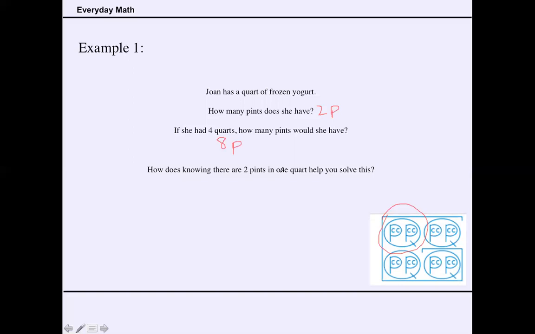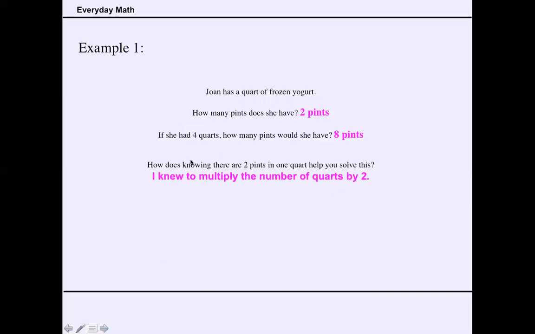How does knowing there are 2 pints in 1 quart help you solve this? So we can either look at our diagram to figure this out, or if we know that there are 2 pints in every quart, we can multiply by 2. So if she had 4 quarts, we multiply by 2 and we get 8. If she has 1 quart, and we know there are 2 pints in each quart, we multiply by 2 and we get 1 times 2 is 2.